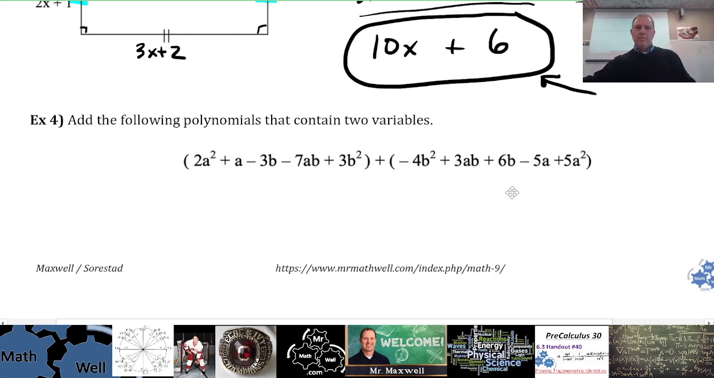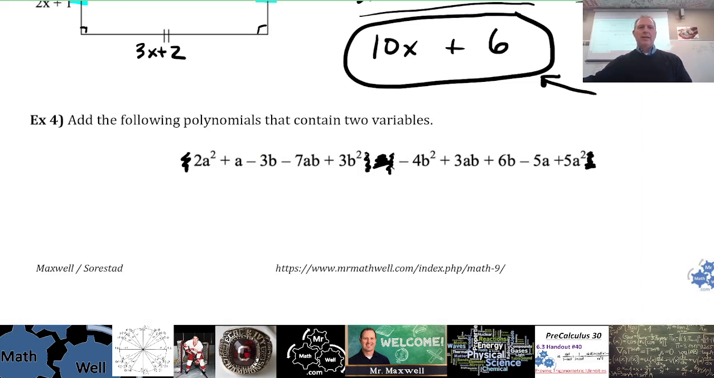And this one's a little bit different because it contains more than one variable. We're going to spend a little bit of time on this one, and then I'm going to let you do some practice. Adding polynomials that contain 2 variables is a little bit of a different story, but a lot of the rules are the same. I'm going to drop the brackets, and because I'm adding a negative, that's just like minus, right? This might look a little bit weird, but I'm just dropping the brackets to save us some time.